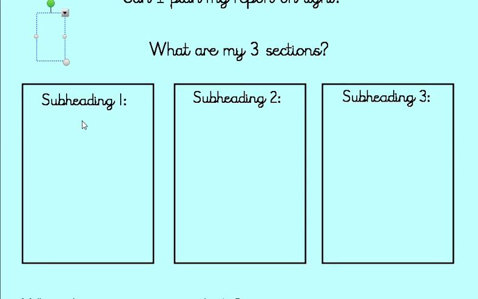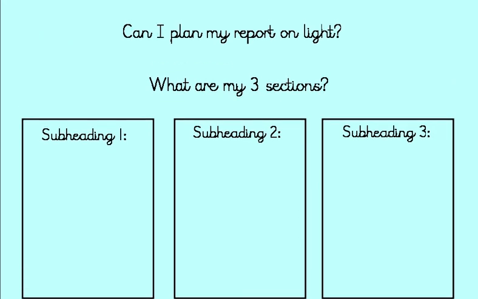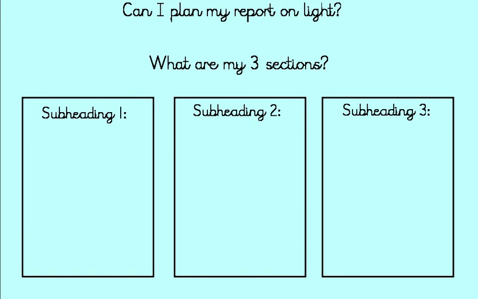So we need to think about our report, and we're going to be spreading our report across 2 learning journey pages. In that report, we're going to want 3 sections, so we're going to need 3 subheadings. What's subheading 1 going to be? Well, that's for you to come up with. What's subheading 2 going to be, and what's subheading 3? So maybe pause the video, have a think about your subheadings, and write the 3 subheadings down.